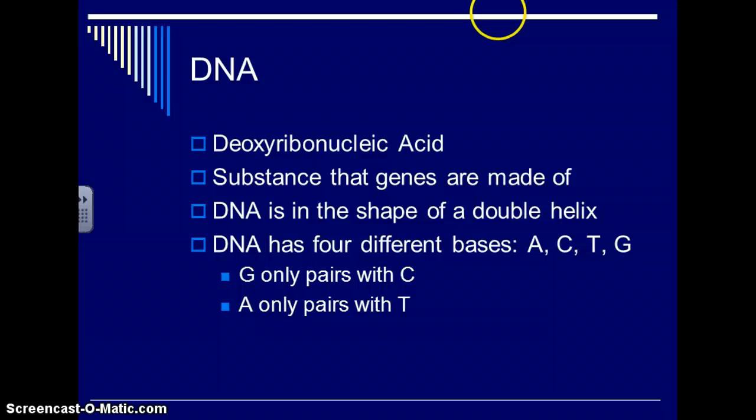DNA contains 4 different bases. We represent those with an A, a C, a T, and a G: adenine, cytosine, thymine, and guanine. G and C only pair with each other. They never pair with anyone else. And then we have A and T, and they only pair with each other. They won't ever pair with the G and the C. This is probably a little bit confusing right now, but we're going to make lots of models, and we'll focus specifically on DNA in a later PowerPoint.